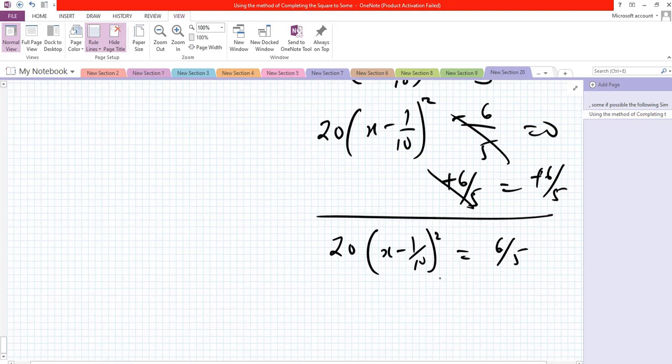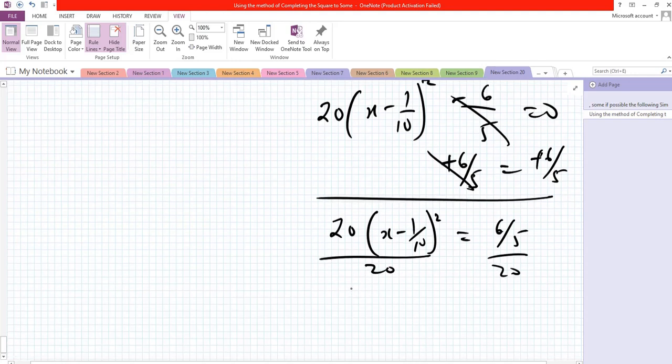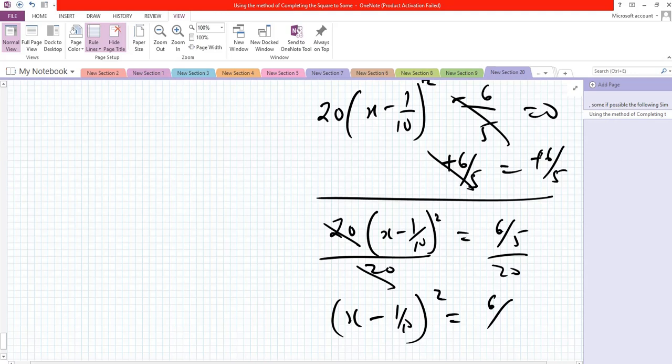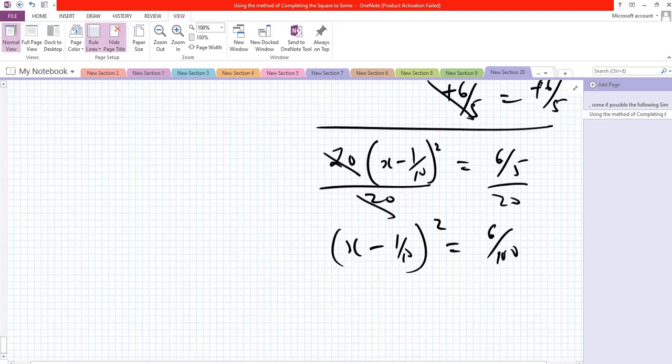Now divide all through by 20. We're left, this one will cancel out this. You have x minus 1 over 10 all squared. This will be 6 over 100. Now, square root of both sides, you have x minus 1 over 10 equal to square root of 6 all over 10.